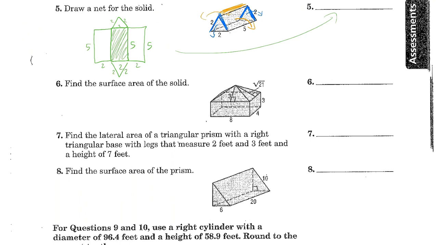Okay, so find the surface area of the solid. Now we're looking at the separate pieces here. So the way I would do this is I would say, okay, well, we have one base, so the surface area is one base, plus the lateral area of the, I don't know, let's just call it a box, or you call it the prism, okay?